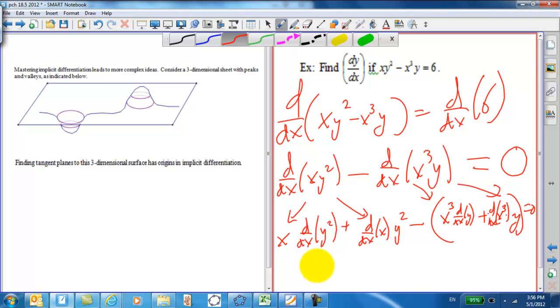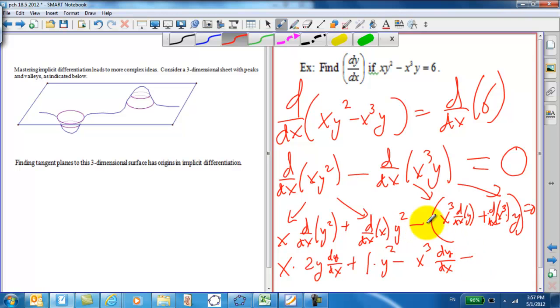Now, here comes the tricky part. You've got x times the derivative with respect to x of y squared, which is 2y, but then you have to multiply by the derivative of the inner function. In this case, y is acting like an inner function. We're taking the derivative with respect to x, plus the derivative with respect to x of x is just 1 times y squared, minus x cubed times the derivative with respect to x of y, which is just our dy/dx. That's the thing we're looking for.